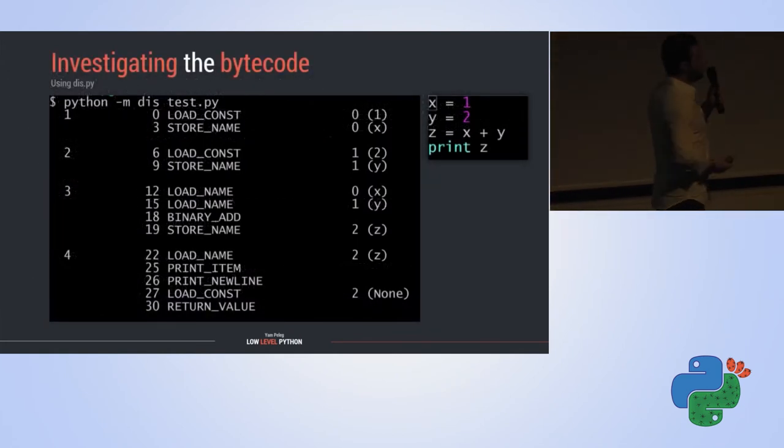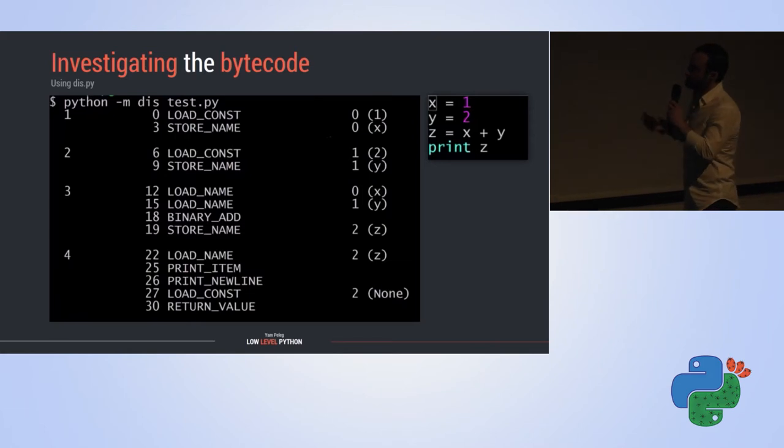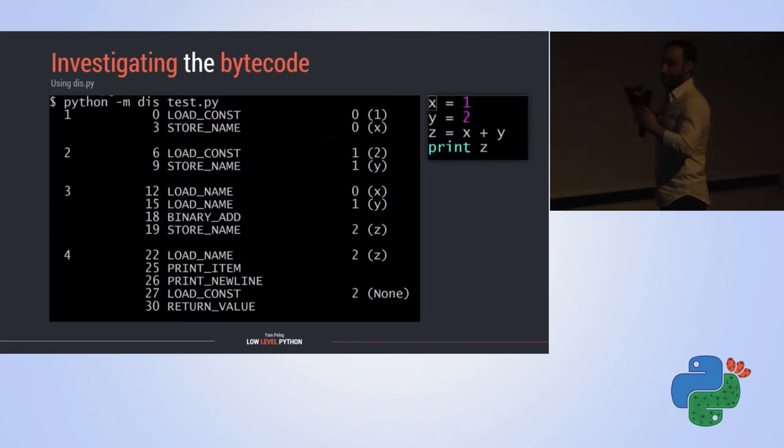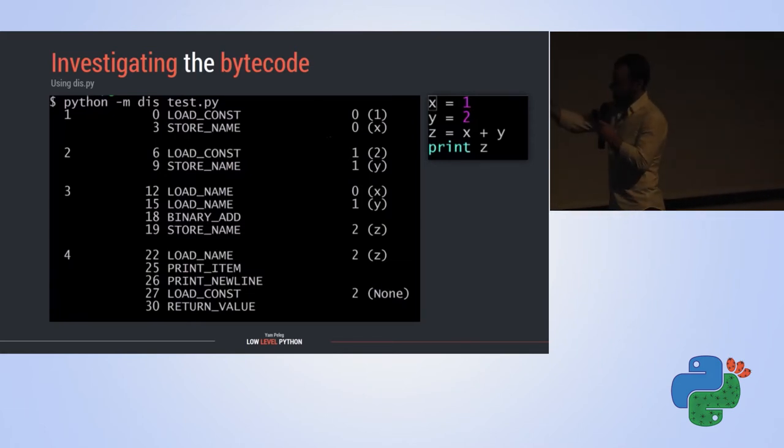But when you run dis.py, you get the following, and these are the Python opcodes underneath. We can already start to feel the stack-based VM here, like for real. We load two things to the stack and then just add them and store them somewhere else. You can start to feel the stack-based VM here.